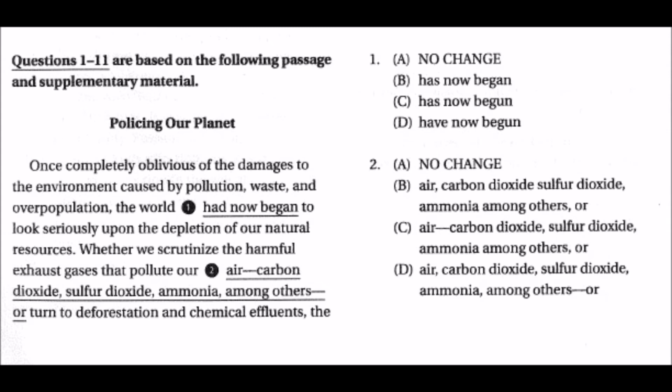In this example, we have to choose between A had now began, B has now began, C has now begun, D have now begun. At the beginning, we have to know that we have one past, three present or present perfect, and for the present perfect I have two singular and one plural. Let's start choosing these things. Actually, for A and B, we never take them as we have the verb with the second form rather than the past participle, which is began rather than begun. So we cancel A and B.